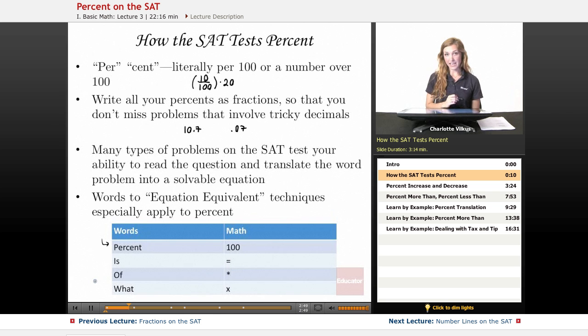Of, so 10% of 20, is really telling us to multiply the two. And finally, when we see the word what, so what number is, or what is 10% of 20, we're talking about a variable. The what is what we don't know. So using these, we're going to go over some practice problems together.